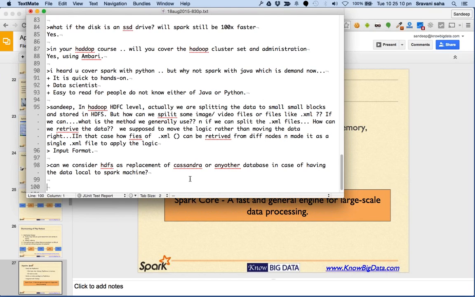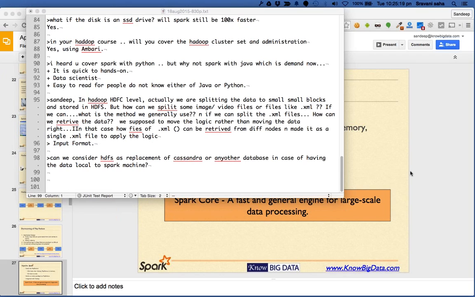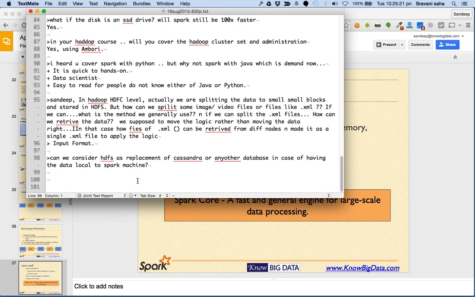So the input format will try to read the raw data, try to assemble XML, and then give the result to your program. Same thing you can also imagine if you have plain text. Half of the line is in one file, the rest half is in another block, which is located in another computer. But you want the whole line together.